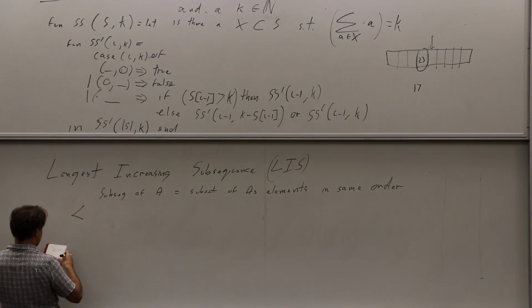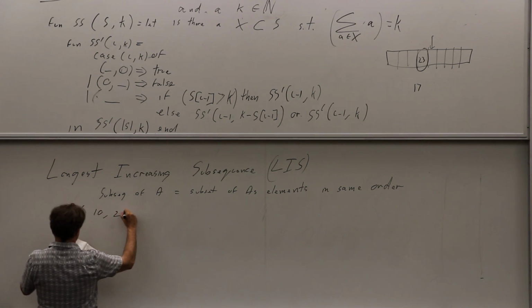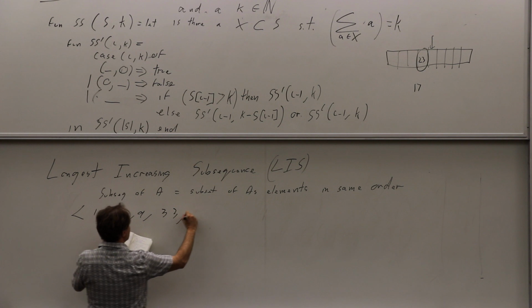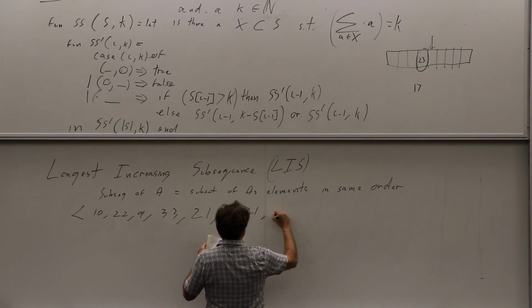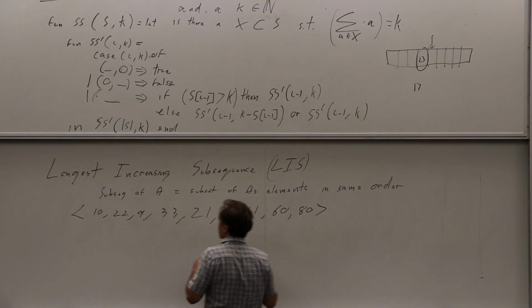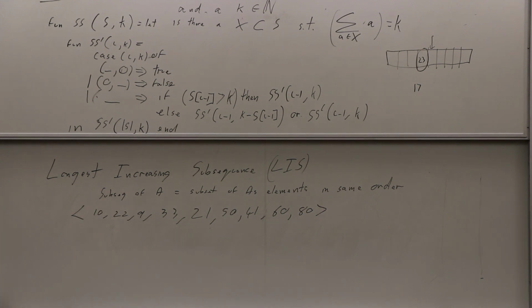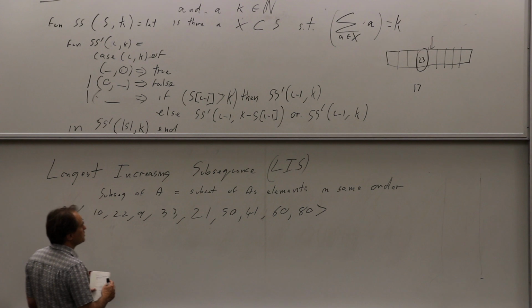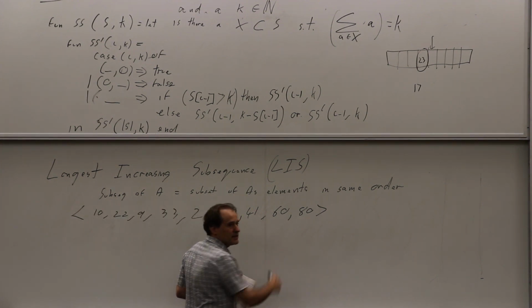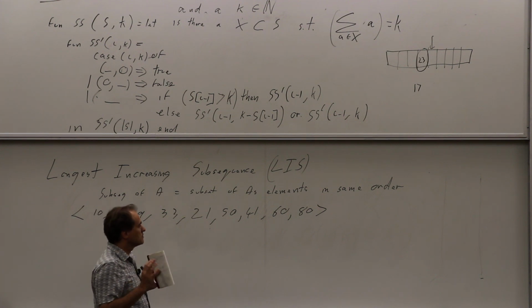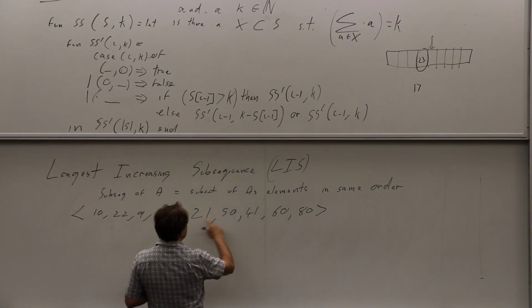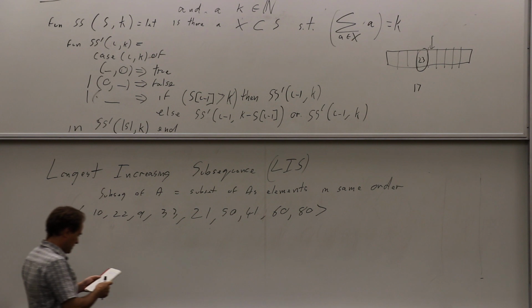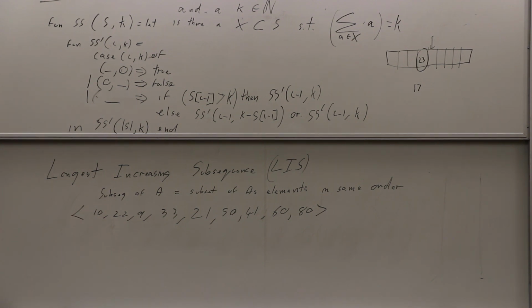I mean any subset of A's elements in the same order. So, for example, let's say I had 10, 22, 9, 33, 21, 50, 41, 60, 80. Can someone tell me what the longest is? I'm allowed to pick any of them. One increasing subsequence would be 50, 60, 80, length 3. I want something better than length 3. I could pick 9, 33, 50, 60, 80. That would be 4.